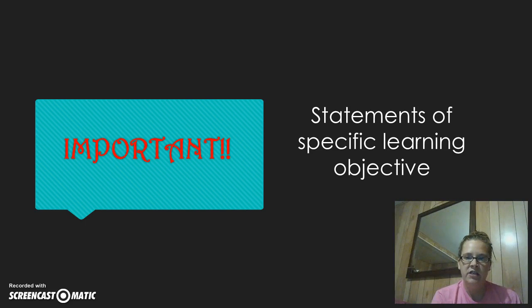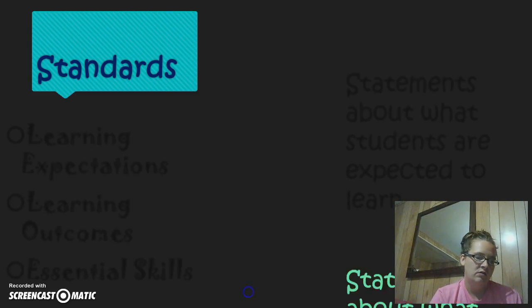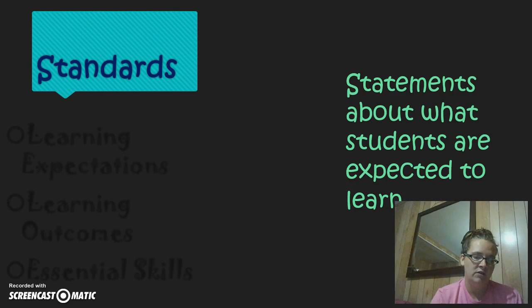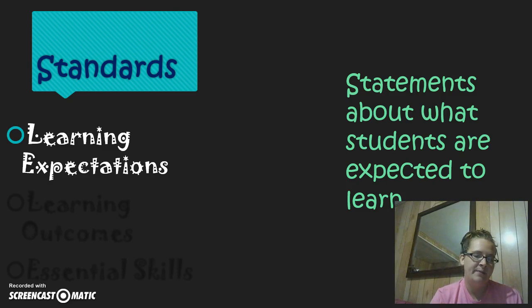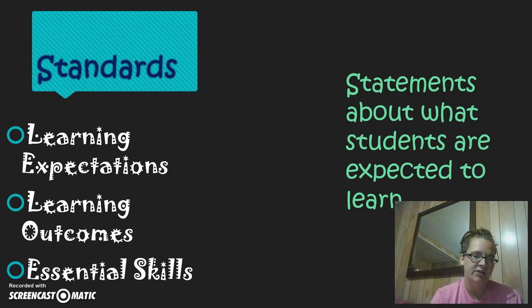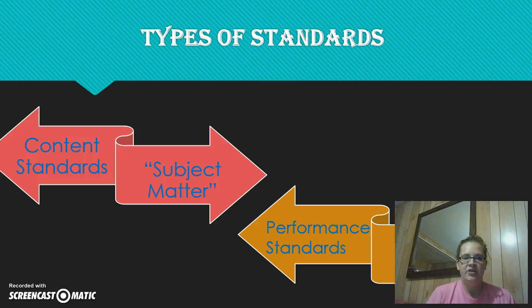Statements of specific learning objectives are important. They make general planning, selection, creation, and evaluation of assessment easier. Standards are statements about what students are expected to learn. These are otherwise known as learning expectations, learning outcomes, or essential skills. Types of standards include the content standards. Content standards are statements about subject matter, facts, concepts, principles that the student is expected to learn. And performance standards are statements about things students can perform or do. This is an action.